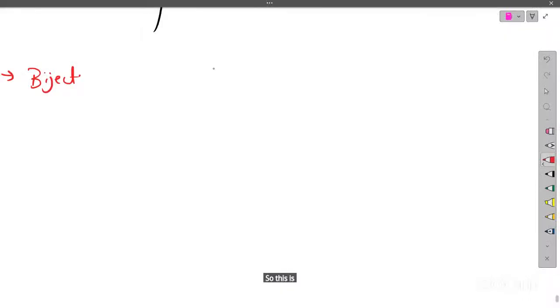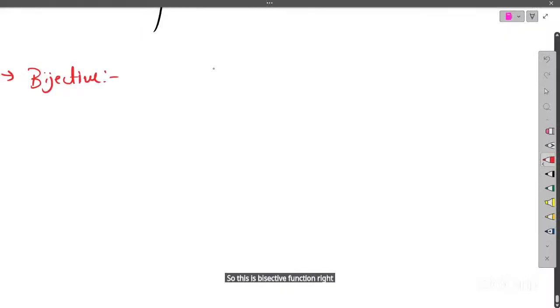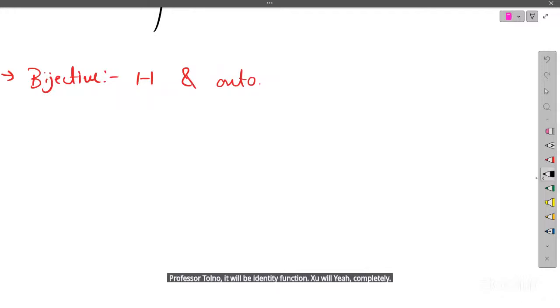function means a function which is one-one and onto both. So this is a bijective function, right? Like what Madam is telling, like Professor told, it will be the identity function. x you will get. Composition. Yeah, so composition. For a bijective function, we can define another function.